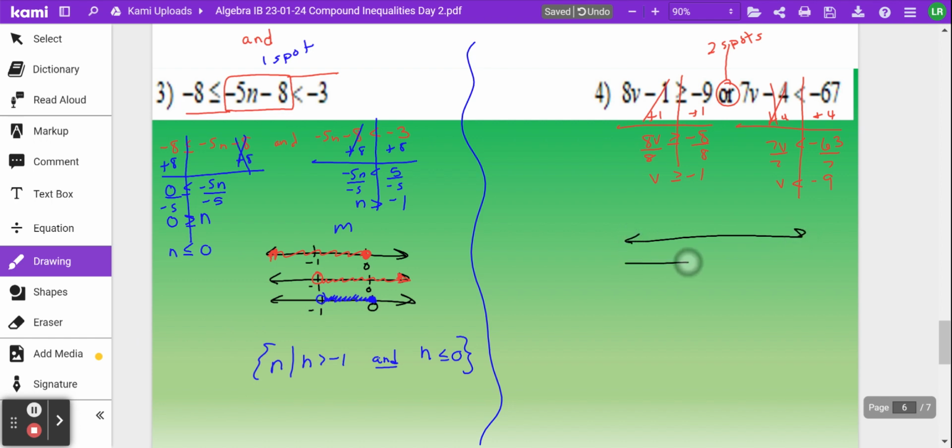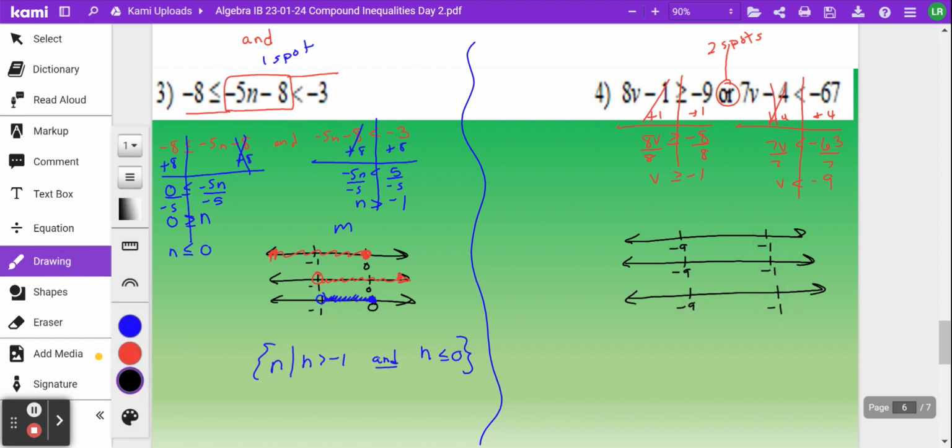Draw my 3 graph lines. -9 is smaller than -1. So -9 has to be first on the number line, -1 has to be second. Closed dot on -1. That goes to the right. Open dot on -9. That goes to the left. We're shading 2 spots wherever it's at for an or statement. So I shade the left and the right. Okay, just make sure I put the appropriate dots. That one's open, that one's closed still.